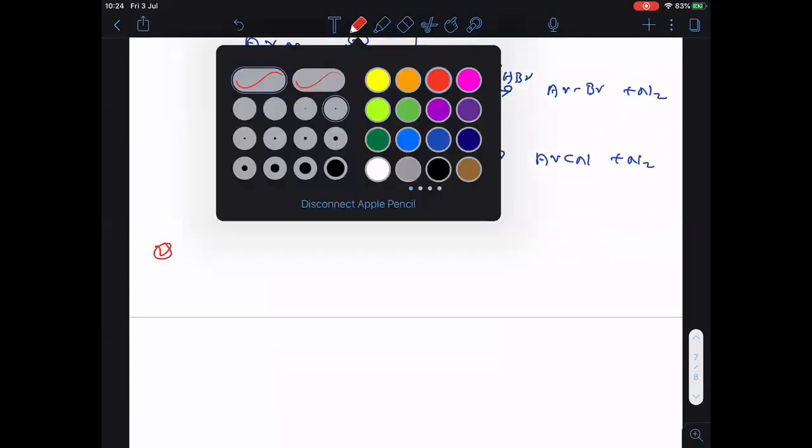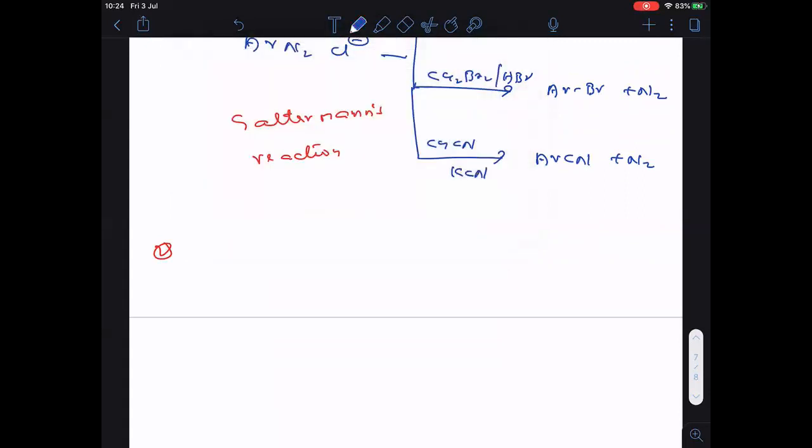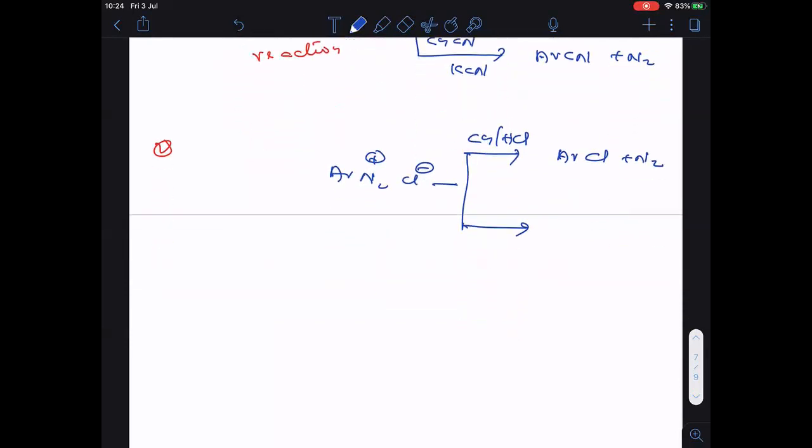Now let us enter into the second chemical property. Second one has no heading, so simply write here: benzene diazonium chloride when treated with copper by HCl, then what you will get here? Chlorobenzene plus N2. Similarly, Cu by HBr, then you are getting bromobenzene plus N2.